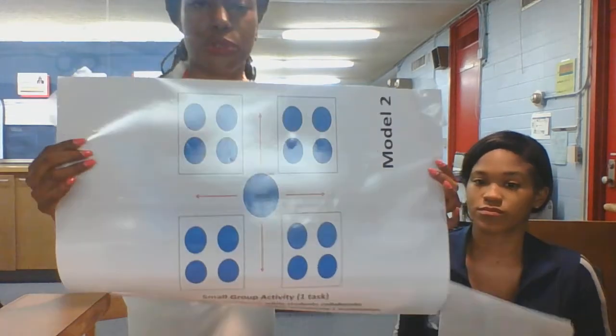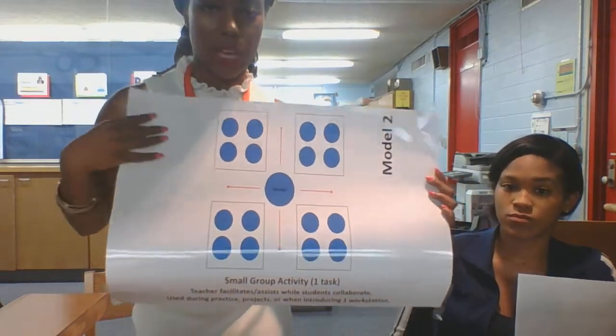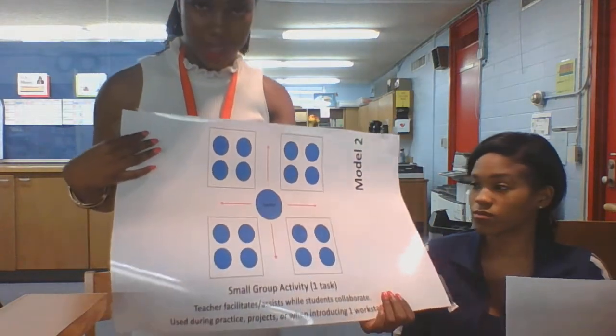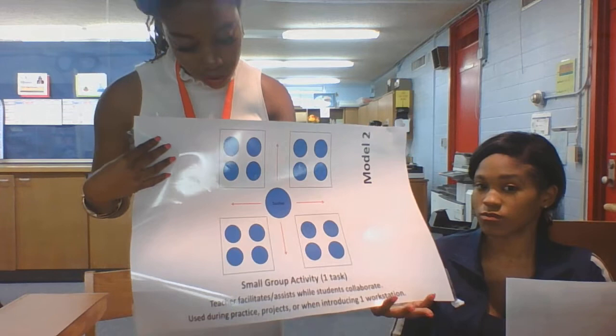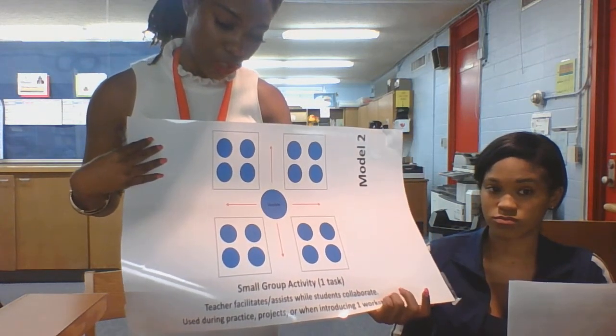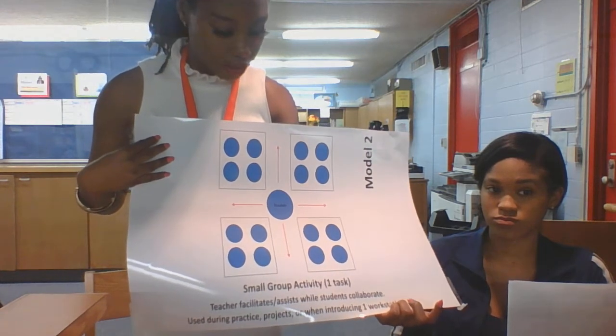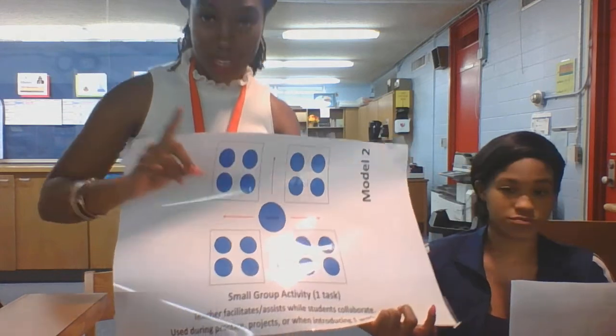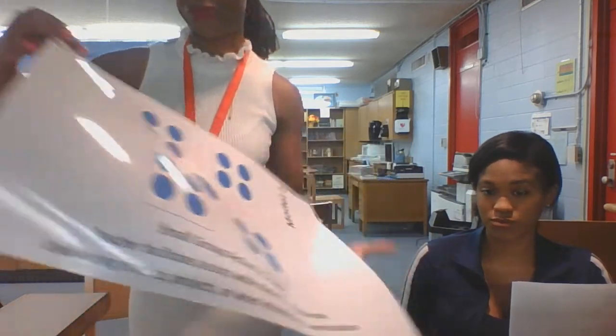However, based on data, because all of our students are in different places, we want to move to a Model 2 and Model 3 structure. So Model 2 is basically showing that we have small group activity taking place. This is with one task. This is where the teacher is facilitating and assisting students while the students collaborate with each other in different workstations on one task, so it's not as difficult.